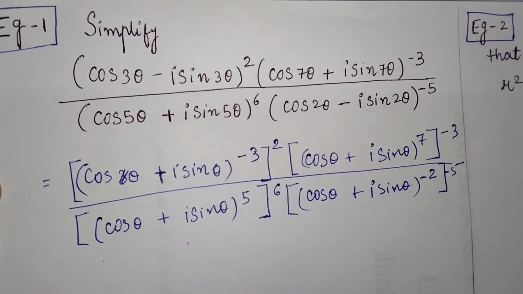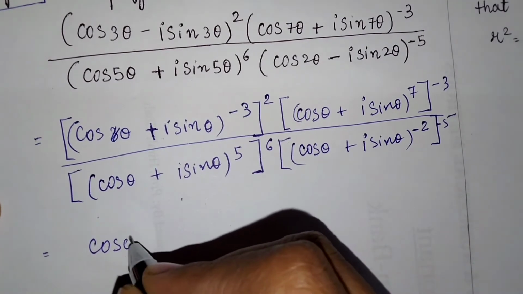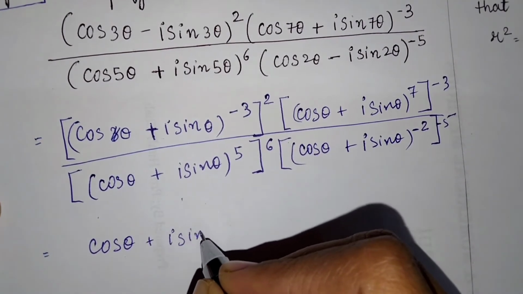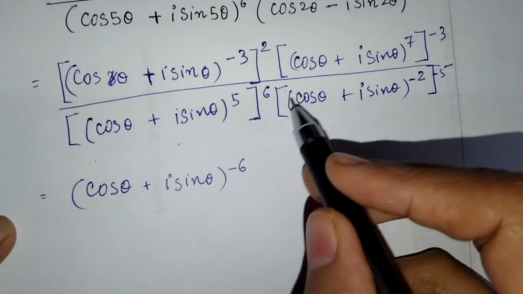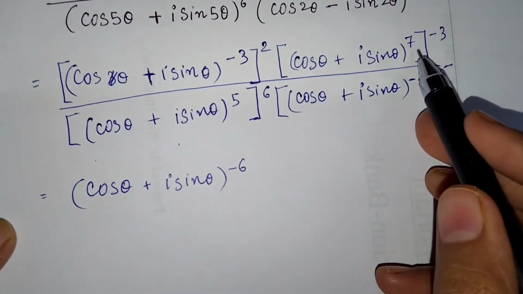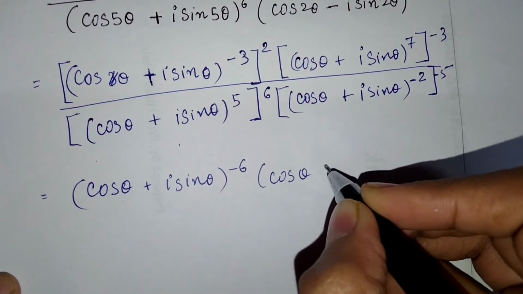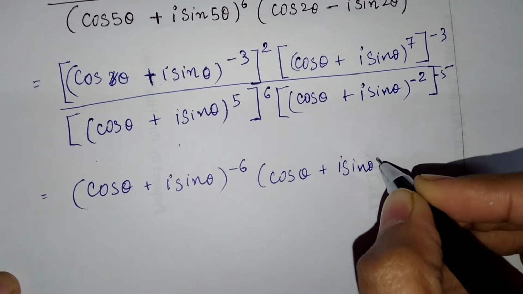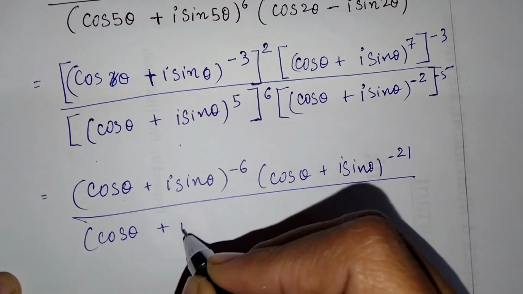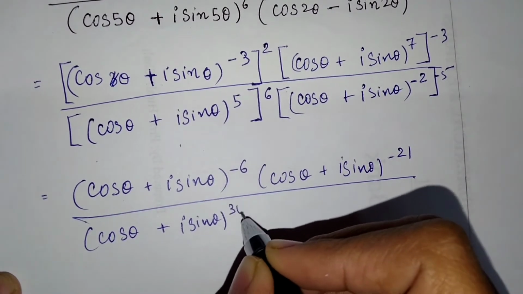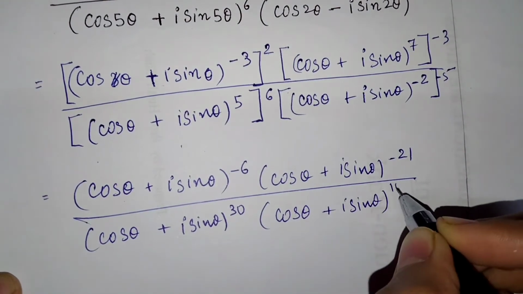Okay. So now if we rewrite this equation, then we get (cos theta plus i sin theta) raised to minus 6. If we multiply these powers, then we will get minus 6. Here we will get minus 21, here 30 and here 10. Okay. So we are writing just as it is, (cos theta plus i sin theta) raised to minus 21 divided by (cos theta plus i sin theta) raised to 30, and here (cos theta plus i sin theta) raised to 10.